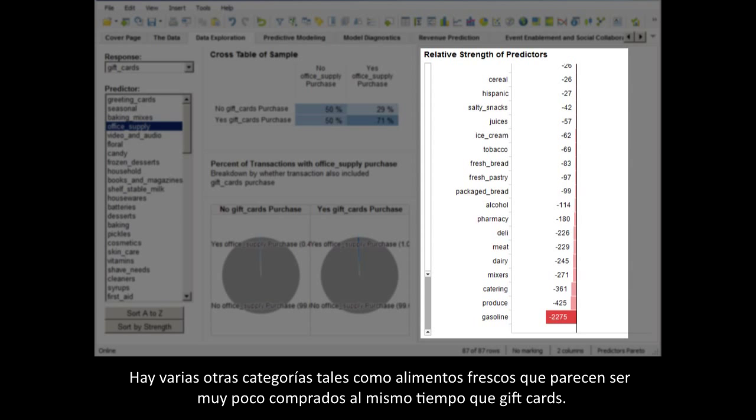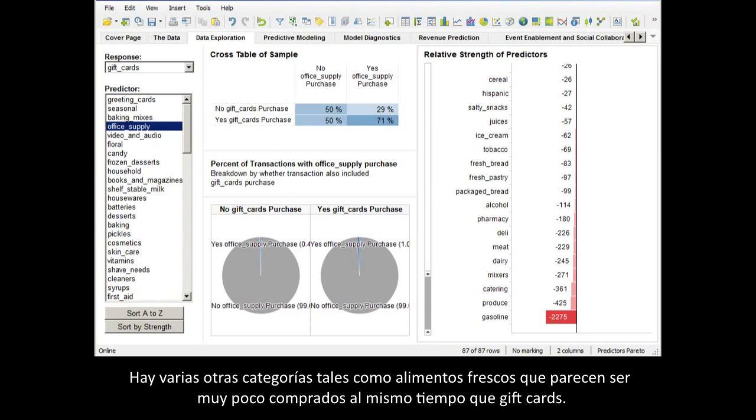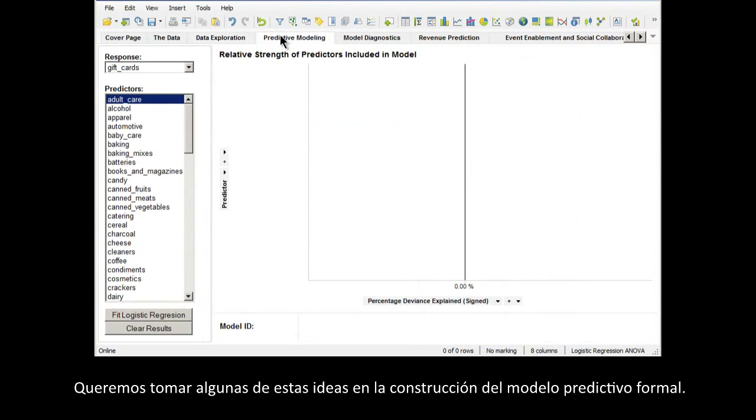There are several other categories, such as produce, that seems to be rarely purchased at the same time as a gift card. We want to take some of these insights and build them into a formal predictive model.